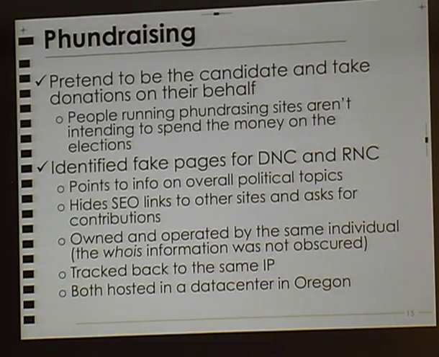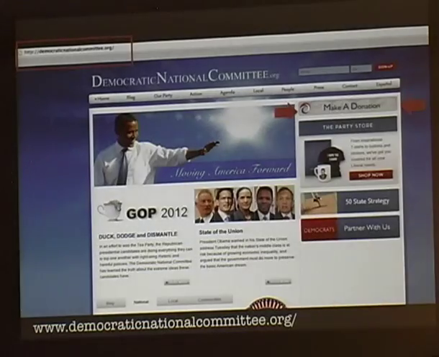As Josh mentioned, we had the DemocraticNationalCommittee.org and RepublicanNationalCommittee.org, but while they gave overall political topics to make it seem legitimate, they were often hiding search engine optimization links at the very bottom. The whois information, as we followed it, was not obscured in any way. So we could actually find out that it was owned and operated by the same individual, and it traced back to the same IP and was hosted at a data center in Oregon. Here's the screenshot of democraticnationalcommittee.org with an obvious ask for a donation in the upper right-hand corner.